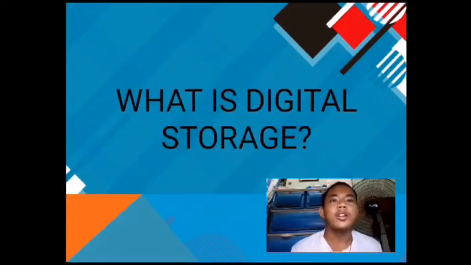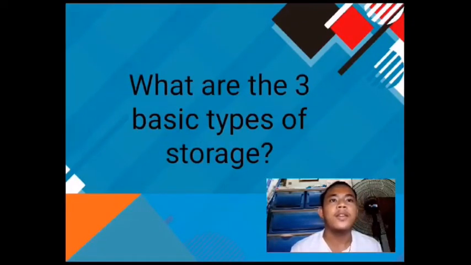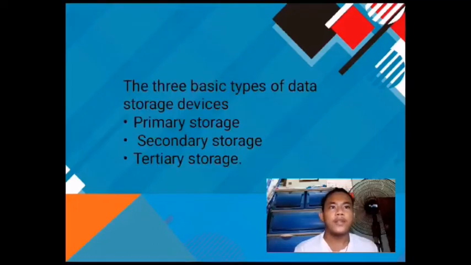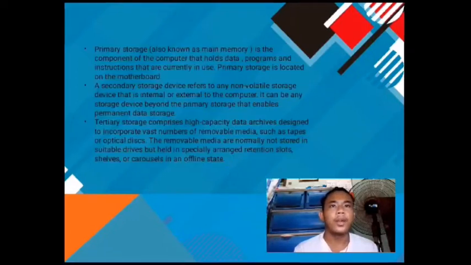What is digital storage? What are the 3 basic types of storage? The 3 basic types of data storage devices are primary storage, secondary storage, and tertiary storage. Primary storage, also known as main memory, is the component of the computer that holds data, programs, and instructions that are currently in use. Primary storage is located on the motherboard.